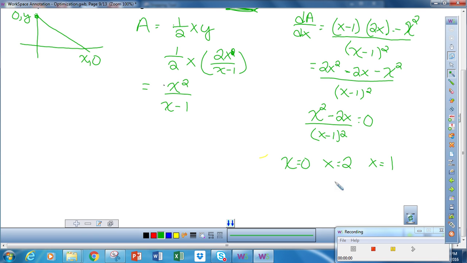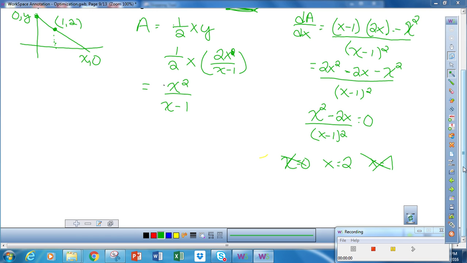Now, we could do a sign chart for all of these, or we could eliminate some choices. I know that x cannot equal 0 because if x equals 0, that would be just a straight line. I know that x cannot equal 1 because this point is 1, 2. So if x is equal to 1, that is no longer a triangle, that is a trapezoid. So my only possible answer is x equals 2.